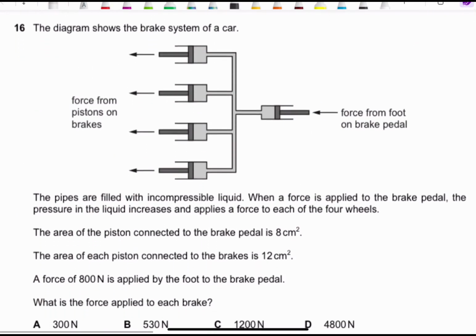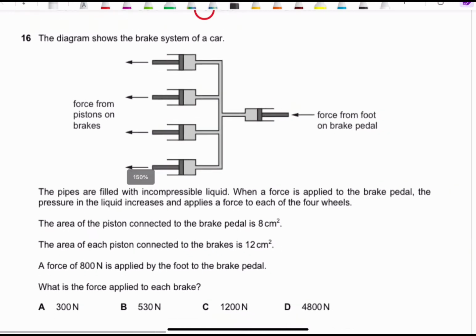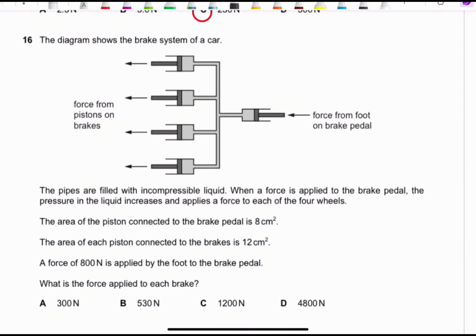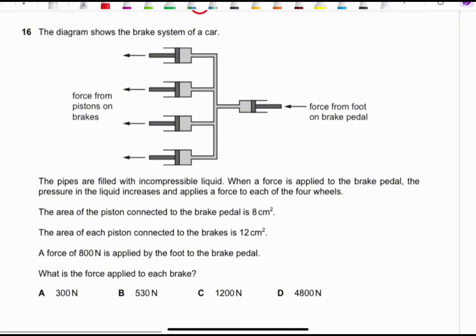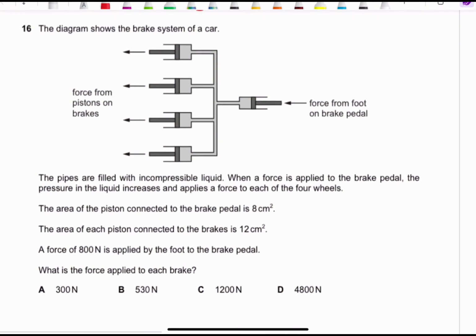Question 16. It looks pretty intimidating from afar, really. But let's try it out. The diagram shows the brake system of a car, okay? So, with the force from piston on the brakes and the force from foot on brake pedal, the pipes are filled with incompressible liquid. What does it mean to say incompressible? You can't compress it.